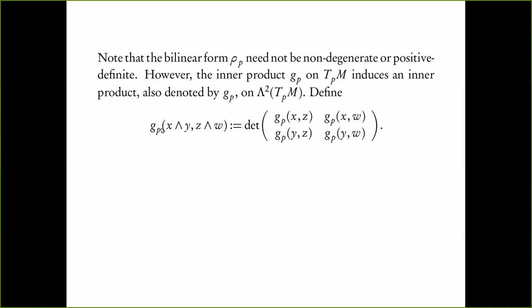I'm defining that to be the determinant of this 2 cross 2 matrix. Given X wedge Y, Z wedge W, you calculate g_p(X,Z), g_p(X,W), g_p(Y,Z), g_p(Y,W). As before, you can ask, is this well defined? I leave it to you to check, but it's similar to exactly the last exercise. If I replace X wedge Y with X plus lambda Y wedge Y, and you calculate this determinant, the determinant is unchanged. So this is actually a well-defined function.